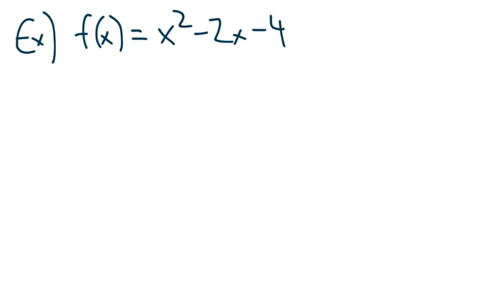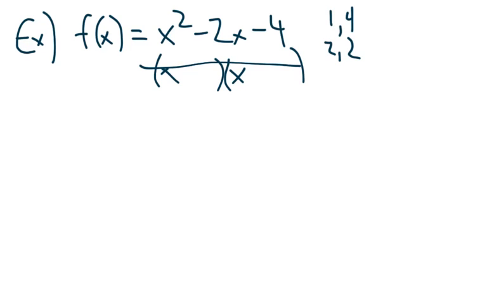Consider the quadratic equation x squared minus 2x minus 4. We can try forever to factor this. But the thing is, we cannot find factors of 4, 1 and 4, 2 and 2, that we can combine to make negative 2. Which is not going to happen. So this is where the quadratic formula comes into play.